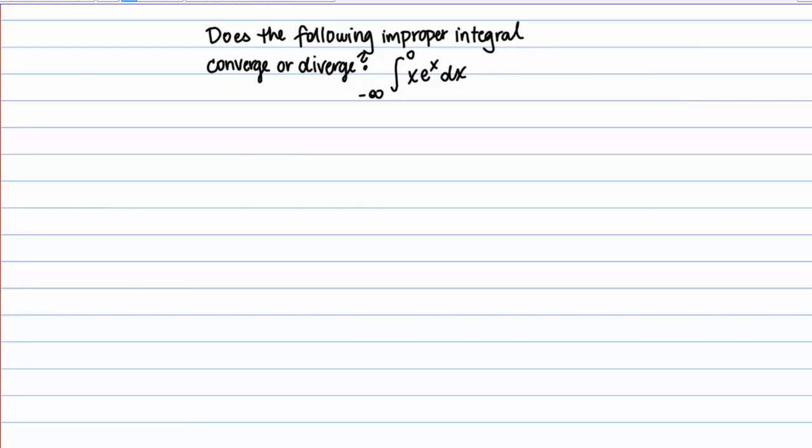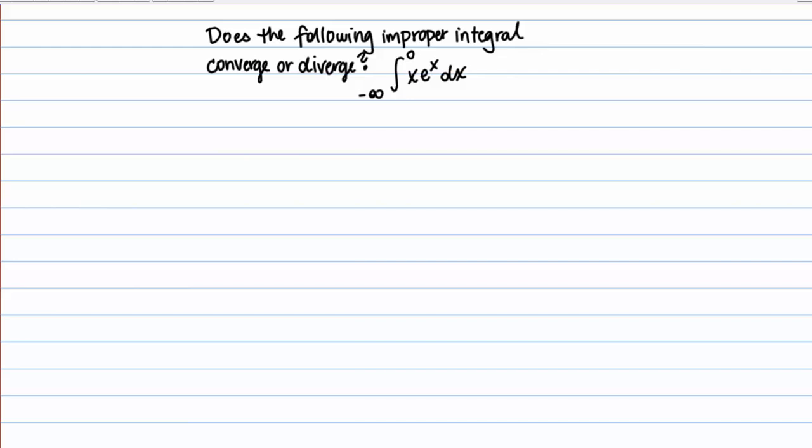Here we're asked, does the following improper integral converge or diverge? And we have the integral from negative infinity to 0 of x e to the x dx. Now we're told explicitly that this is an improper integral, but even if we weren't, we would know this because we have this negative infinity as the lower bound of the integral.